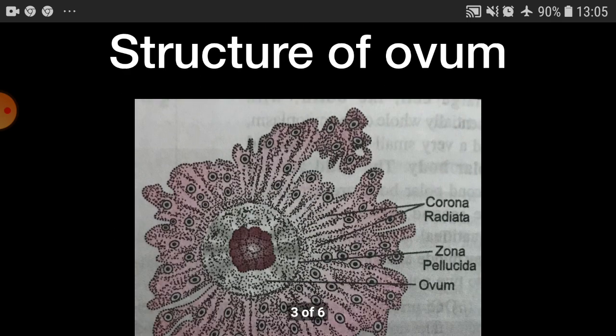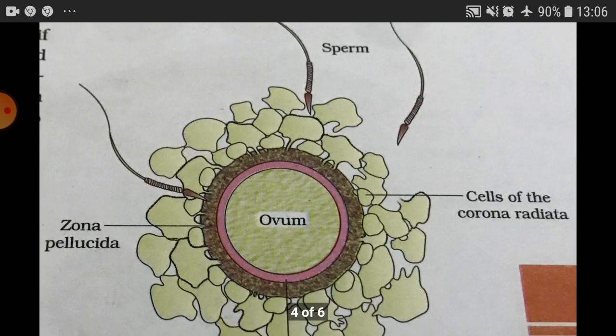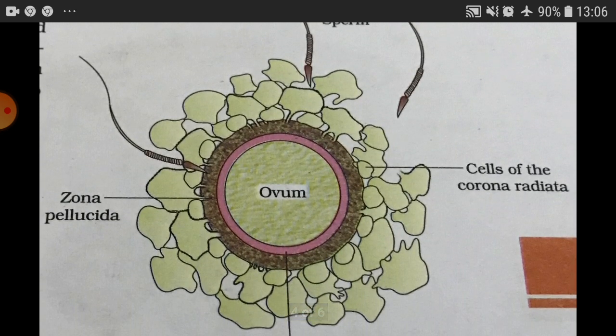Now we come down to the changes in the ovum. For the differentiation of the ovum, there is a change of an oocyte into an ovum, which involves the change in the nucleus and change in the cytoplasm. The nucleus enlarges due to increase in nuclear sap. This facilitates extension of chromosomes for transcription. Nucleolus also enlarges.